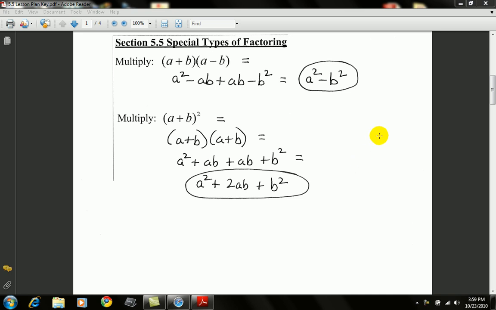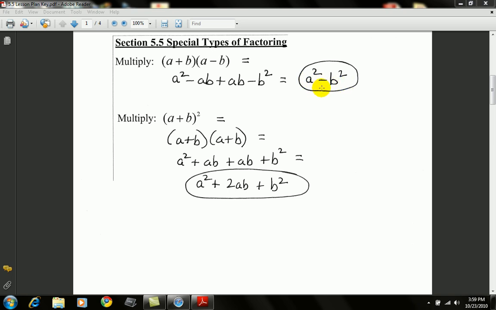Okay, ladies and gentlemen, when we look at section 5.5, this is a continuation of factoring, but there are two special types of factoring that come up in this section. One type is something you should recall, referred to as the difference of two perfect squares. A plus b times a minus b, when you FOIL it out, we get a squared minus ab plus ab minus b squared, so the middle terms drop out, and we're left with a squared minus b squared.